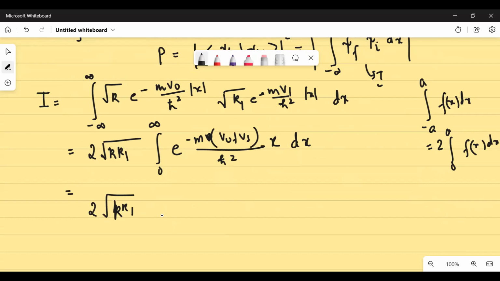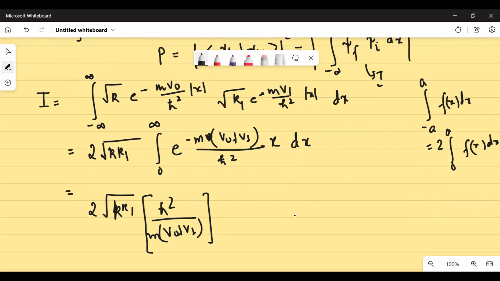And then I have this integral, which gives me, I think if you integrate it, you will get h cross squared upon m times (v naught plus v1). Because at infinity, this particular thing will become 0, and at 0, it will become 1, and this negative will get absorbed. You can find it on your own, so I'm leaving that for you.